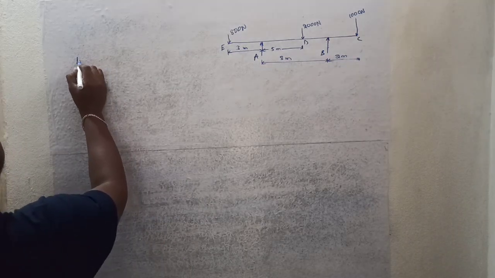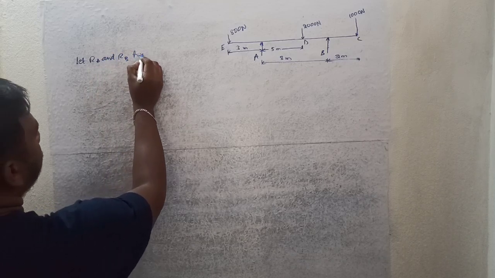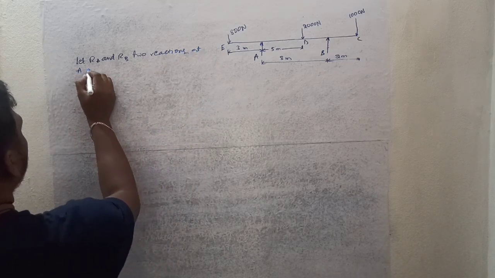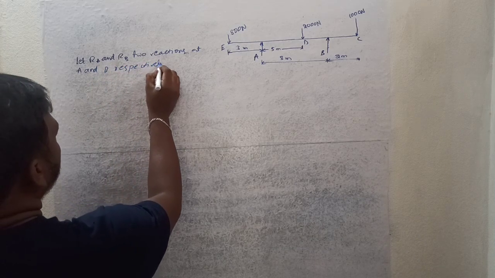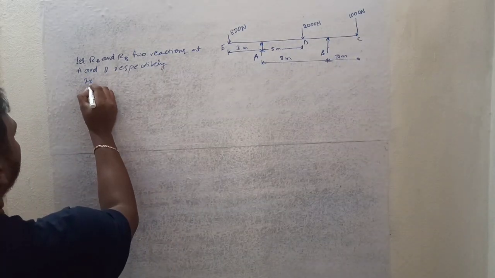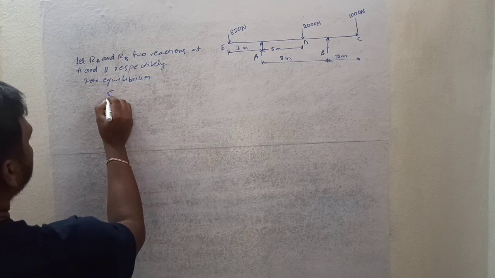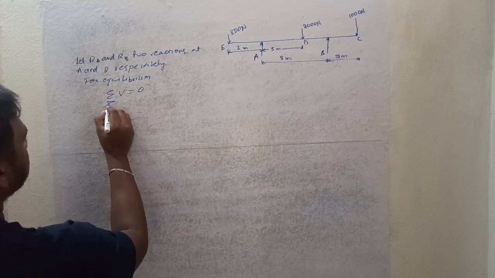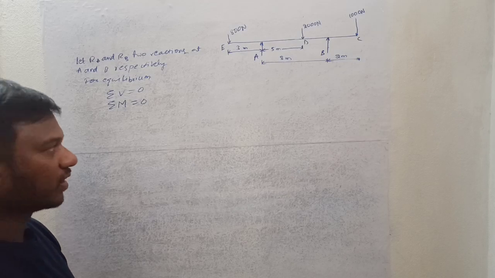Here let RA and RB be the two reactions at A and B respectively. Now for equilibrium, the summation of vertical forces, that is summation of V, should be equal to 0, and the summation of moments should also be equal to 0 at any particular cross section, right?